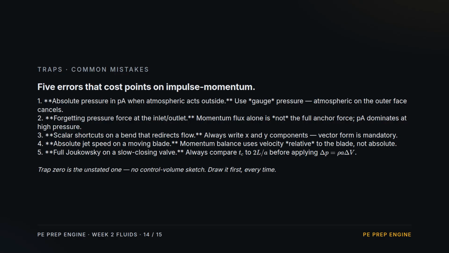3. For a bend that redirects flow, always write X and Y components. 4. On a moving blade, use velocity relative to the blade, not absolute jet speed. 5. Joukowsky applies only to rapid closure. Compare closure time to 2L over A first. And trap 0. Draw the control volume first, every time.